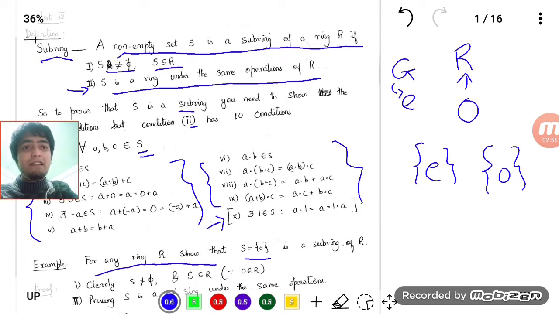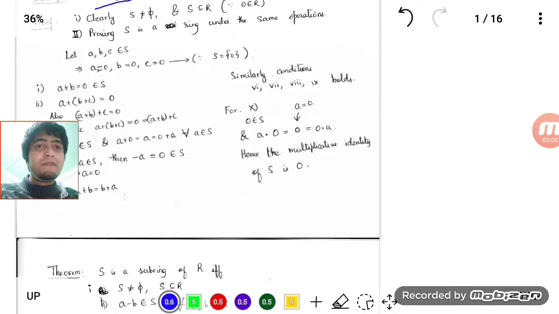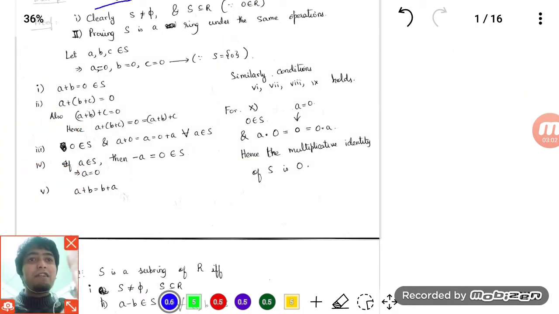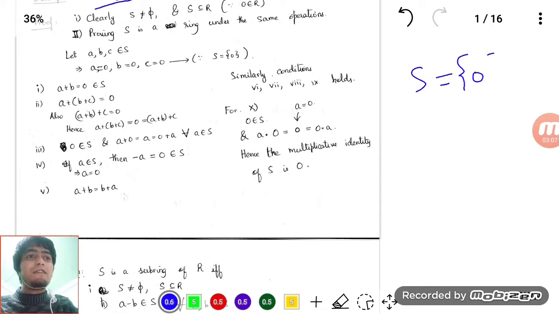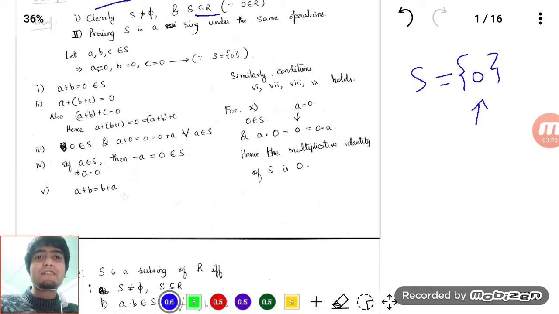So let's see. For any ring R, show that S equal to {0} is a subring of R. Clearly it is non-empty, because S has the element 0. And also it is a subset of R. That is clear. Now we need to show the 10 conditions that are contained in condition 2.